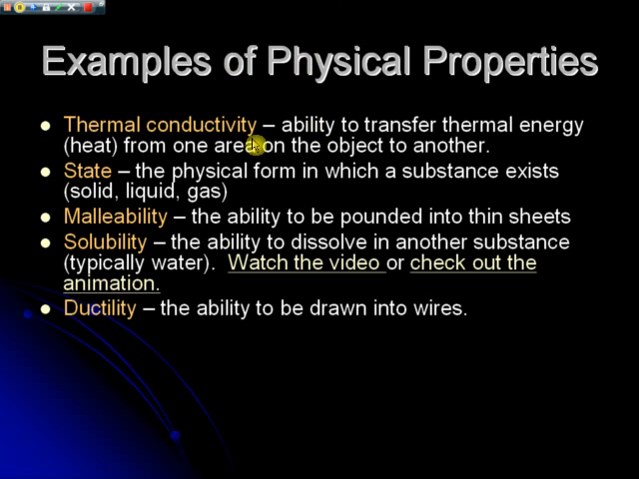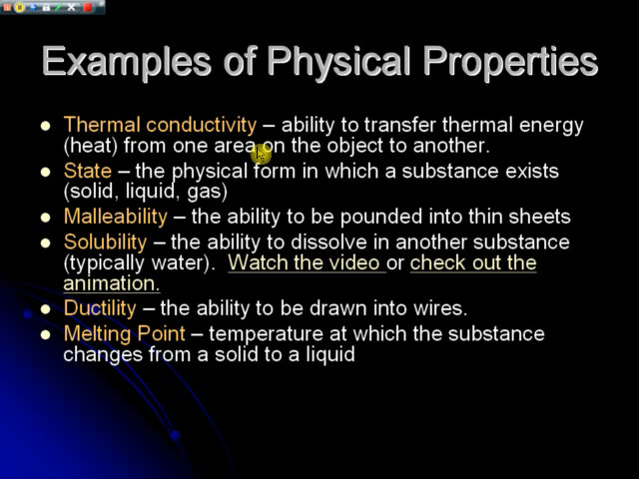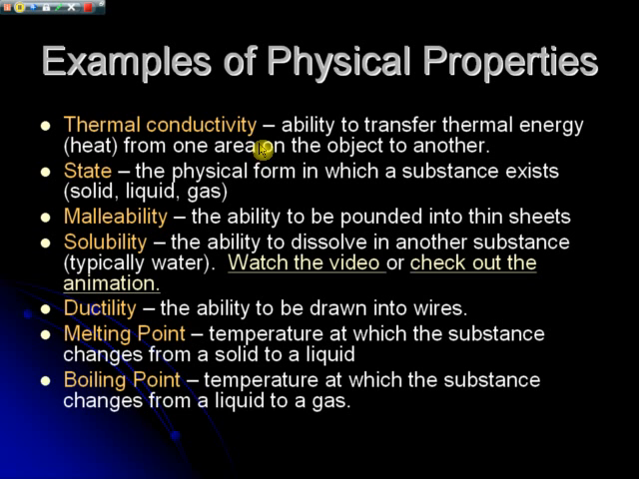Ductility is the ability to be drawn into wires. The melting point is the temperature at which the substance changes from a solid to a liquid. The boiling point is the temperature at which the substance changes from a liquid to a gas. Again, I would suggest that you become familiar with these different physical properties of matter.